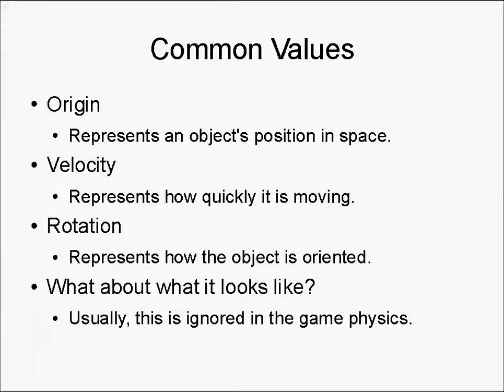Common values: origin, which represents an object's position in space; velocity, which represents how quickly it is moving; rotation, which represents how the object is oriented. What about what it looks like? Usually, this is ignored in the game physics.